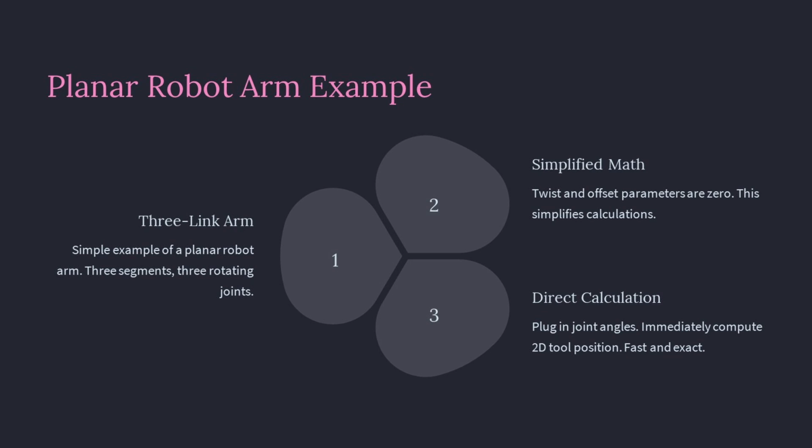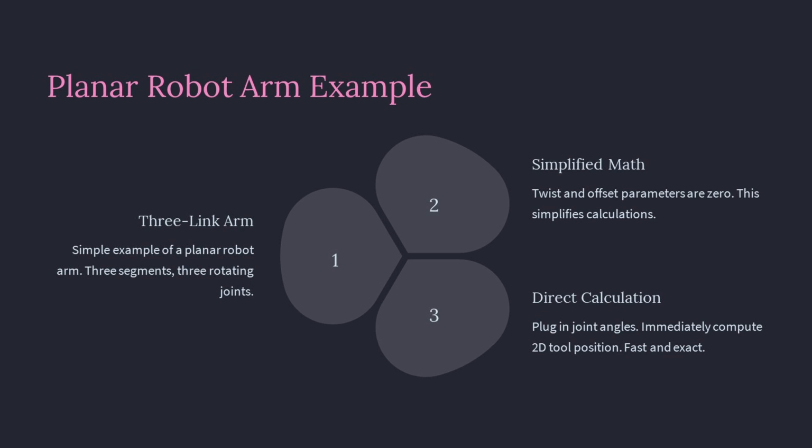Let me illustrate this with a simple example of a 3-link planar robot arm. Imagine 3 straight segments connected by rotating joints. All 3 joints rotate around an axis perpendicular to the plane of the arm. We label the lengths of the segments L1, L2, and L3, and the joint angles θ1, θ2, and θ3. In this special case, the twist parameter between links is always 0, and the joint offsets are 0, so the mathematics simplifies.